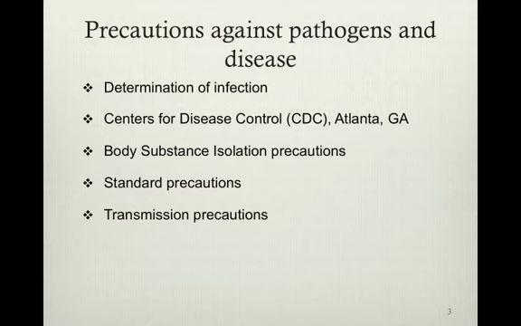Disease precautions. So precautions against pathogens and disease. And it's pretty hard to determine whether or not someone is infected with a bloodborne infection. The Center for Disease Control suggests that we use standard precautions on everybody. And standard precautions are infection control precautions that healthcare professionals should apply with all patients in all situations. We should do this through the use of body substance isolation.